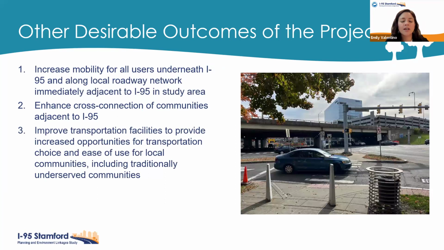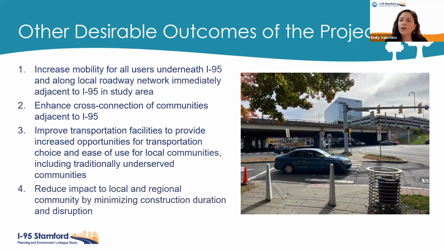We've got number 3, that is improve transportation facilities to provide increased opportunities. So that's bus stops, bike lanes, up to standard crosswalks. And that wants to make transportation choice and ease of use for the local communities. And that's including traditionally underserved communities. And our last point here for the other desirable outcomes is to, of course, reduce the impact to the local and regional community by minimizing construction duration and disruption.